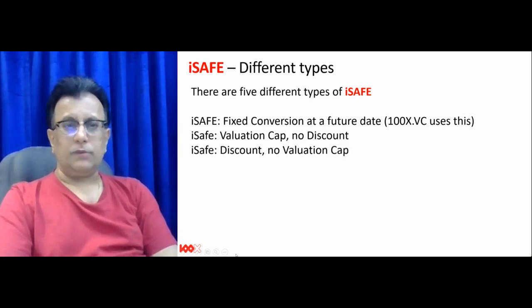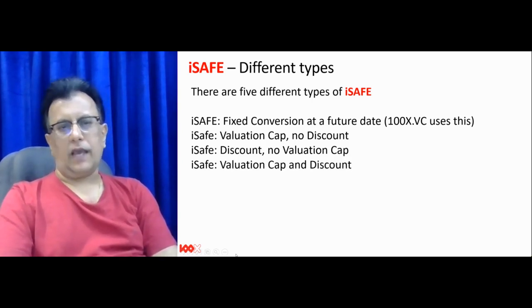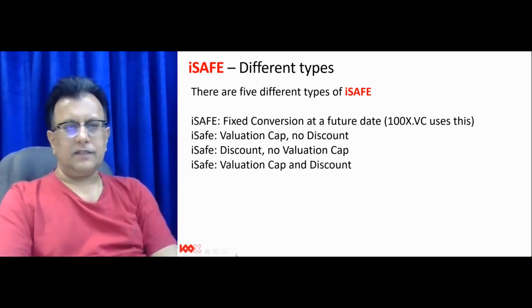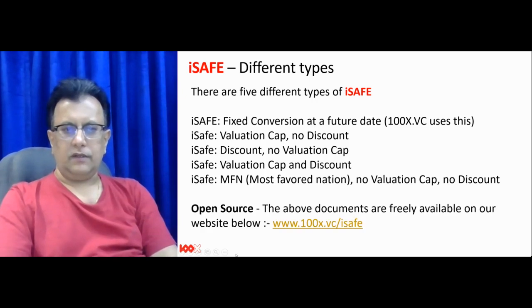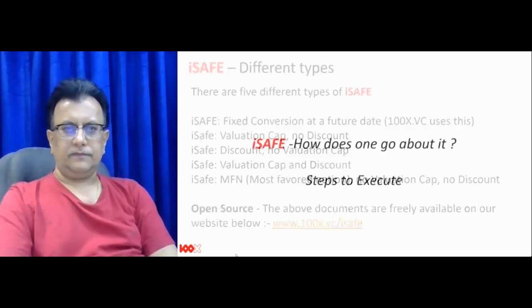The third one is with a discount to the next round. If the next round happens at whatever valuation, the iSAFE investor gets a discount to that valuation, and there's no cap to this. The fourth one is an iSAFE with a valuation cap and a discount. And the fifth, the most favored nation clause, is the iSAFE which has the best terms that the other investors would negotiate. Remember, I told you this, guys. We have made iSAFE open source. The documents are freely available on our website.